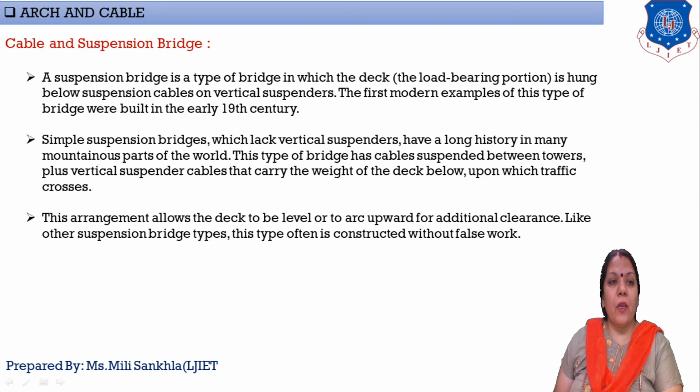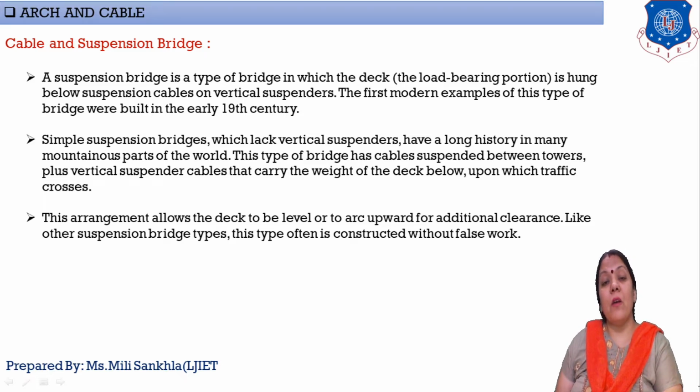Now, cable and suspension bridge. What is a cable and suspension bridge? A suspension bridge is a type of bridge in which the bridge is hung on a suspension cable that is again supported on suspenders. What is a suspension cable? What are suspenders? And what is a suspension bridge?